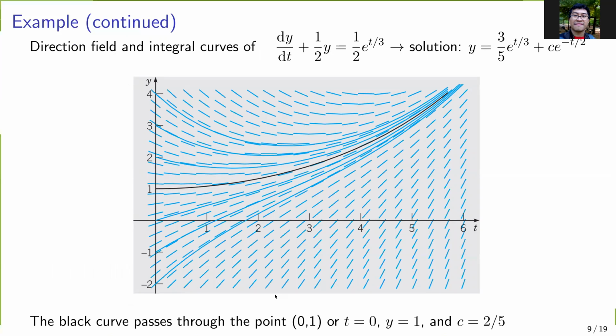The plot for the direction field and integral curves of the differential equation is shown here. The short lines correspond to the slopes, or the direction field, while the solid blue lines are the integral curves, or the solutions of this differential equation, for different values of c. The black curve corresponds to the solution passing through (0, 1), that is, when t equals 0 and y equals 1, which gives c equals 2/5.